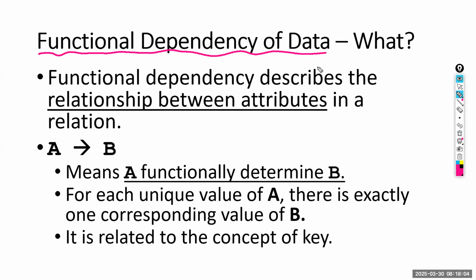So functional dependency describes the relationship between attributes. This is database terminology. Right? So we can say that A attribute functionally determines B attribute. A functionally determines B.